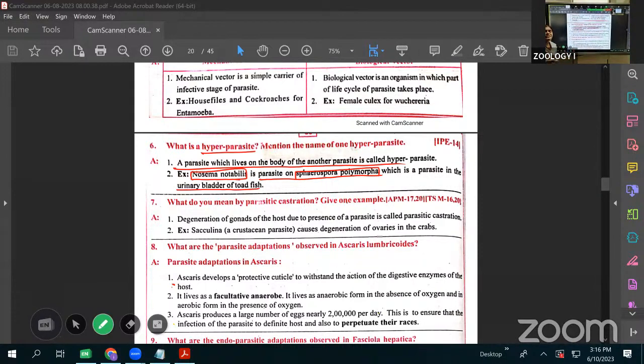Simply, a parasite present on another parasite is called a hyperparasite. Example, just write down Nosema notabilis. Enough. Clear?